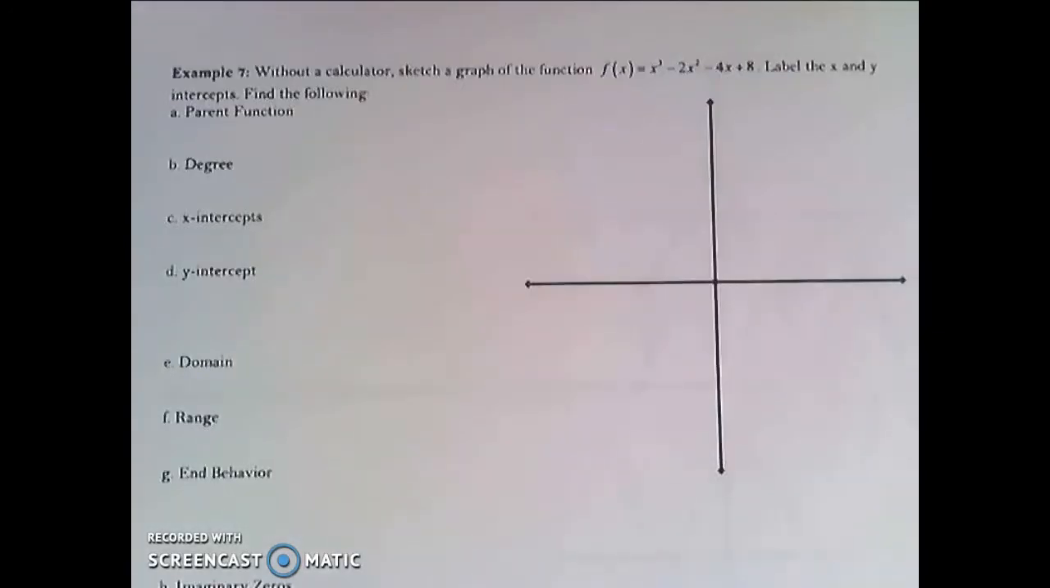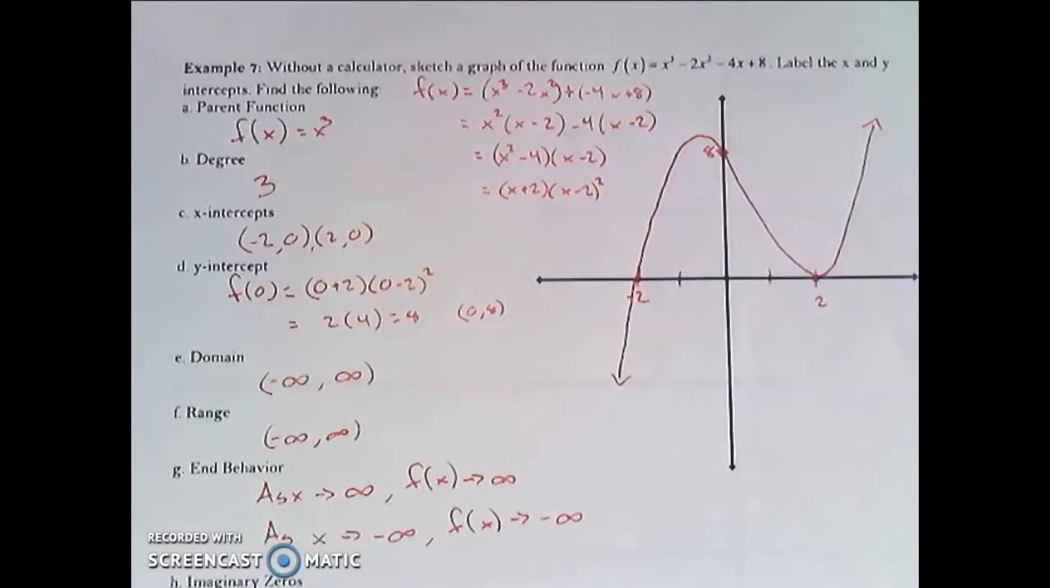Go ahead and try this next example on your own. You can pause the video, work it out, and then when you're ready to check your answers, hit play. Alright, go ahead and check your work.